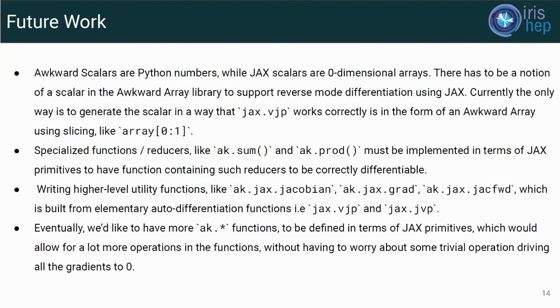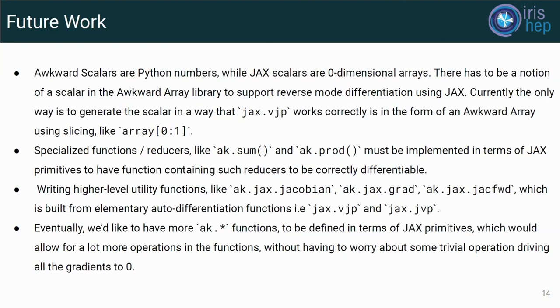Okay, so finally the future work that's left. One of the main problems that we ran into while working on jax.vjp is that there was a disagreement in how awkward arrays treat scalars and how Jax treats scalars. Awkward array scalars are really just Python numbers, while Jax scalars are essentially zero-dimensional arrays.